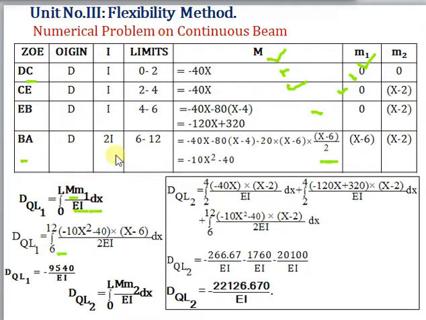So integrating from 6 to 12, and capital M is minus 10x square minus 40, into small m1, which is x minus 6, bracket complete, divided by 2EI. Why 2? Because the moment of inertia of BA is 2I, into dx. After integrating, we will get DQL1, that is minus 9540 divided by EI. So this is the displacement value in the release structure due to the load corresponding to the first redundant action.